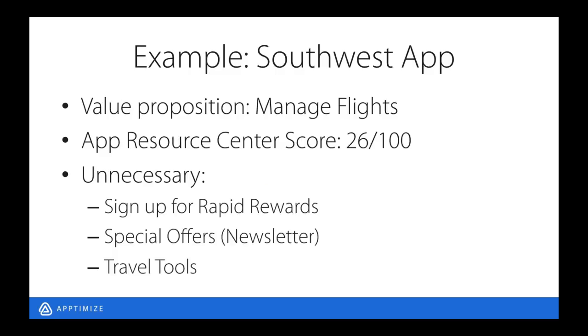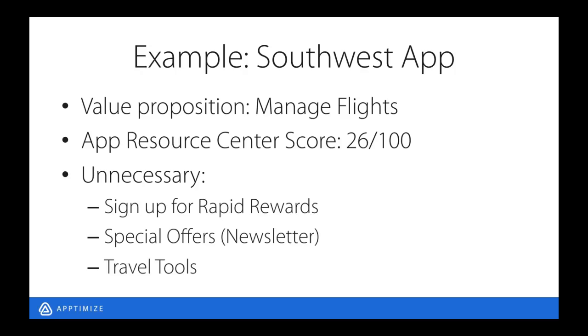So let's take an example. We're going to look at the Southwest app, and the main proposition is that you're able to manage flights on the go. You're able to check in, look at the flight status, and see what different flights you have coming up. Unfortunately, on the App Resource Center, they only got a score of 26 out of 100. So that's pretty poor. Let's figure out what we can do to make it better.